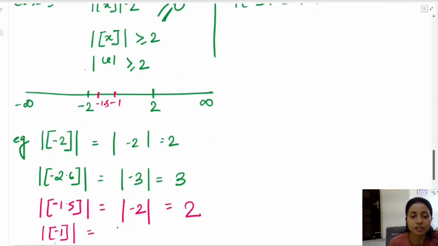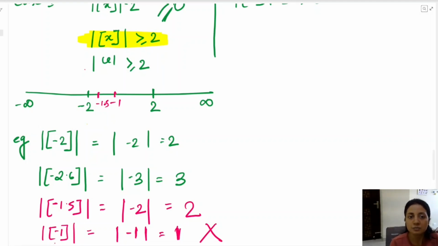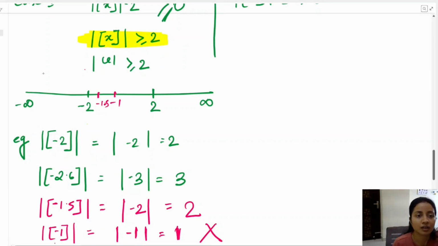As we can see, for minus 1, the greatest integer function will return the same number and the mod will make it positive. Now this minus 1 is not satisfying our inequality. Okay, this is our inequality. Let me highlight it with yellow marker. This is the inequality which we are focusing on. This is not satisfied by this minus 1.